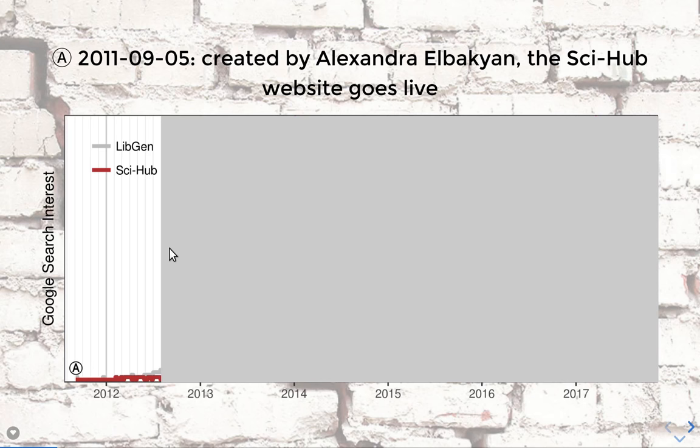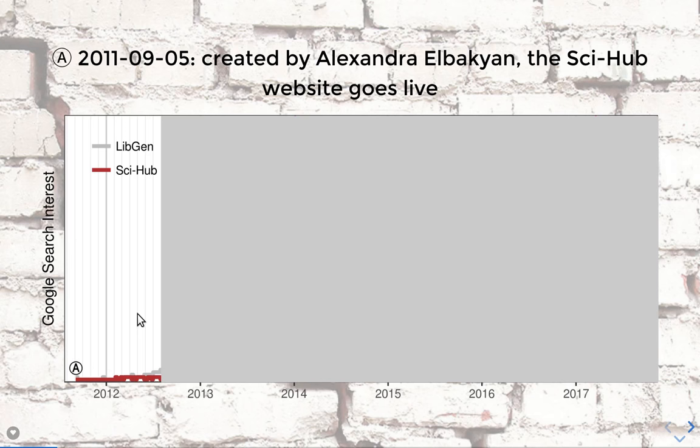But that didn't matter because it wasn't used very much. As you see on the y-axis, this is search interest for the term Sci-Hub in red on Google. And there were very few searches back at that time. Very few people knew about the service, and it really wasn't marketed at that time to most people in the Western world.